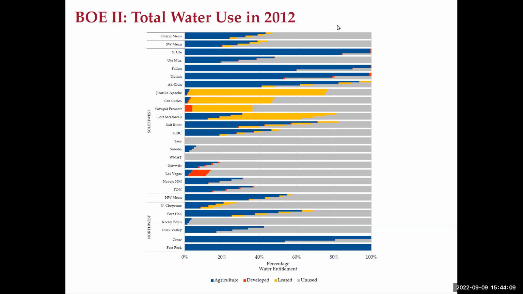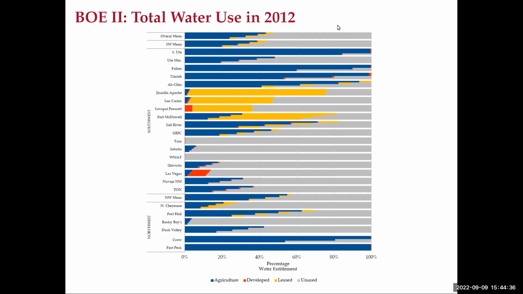So blue is agricultural water, and we go from 0% of their water right entitlement to 100%, what they have legal right to. Blue is agriculture, red is developed. Yellow is water that the tribe has subsequently leased to someone else, right? In particular, probably a city in Arizona or something like that. And then the gray is what we estimate as unused water.